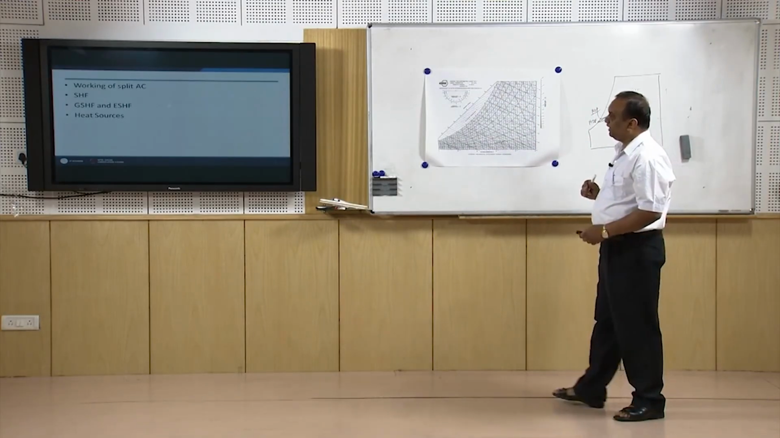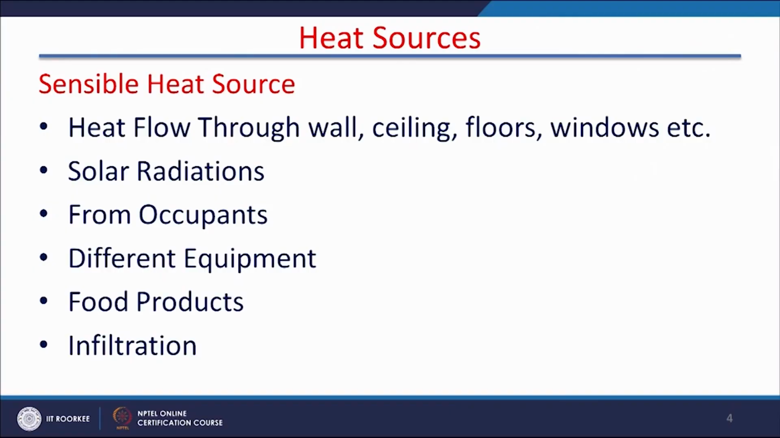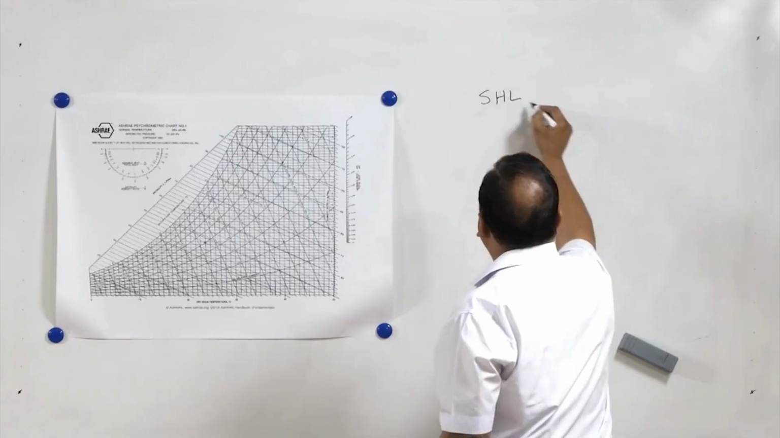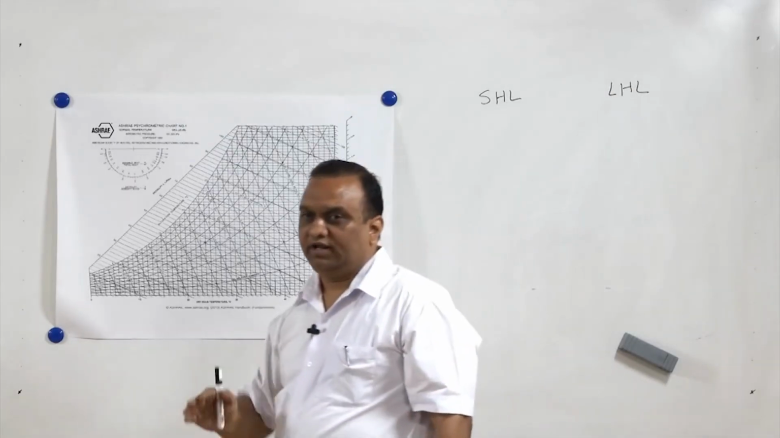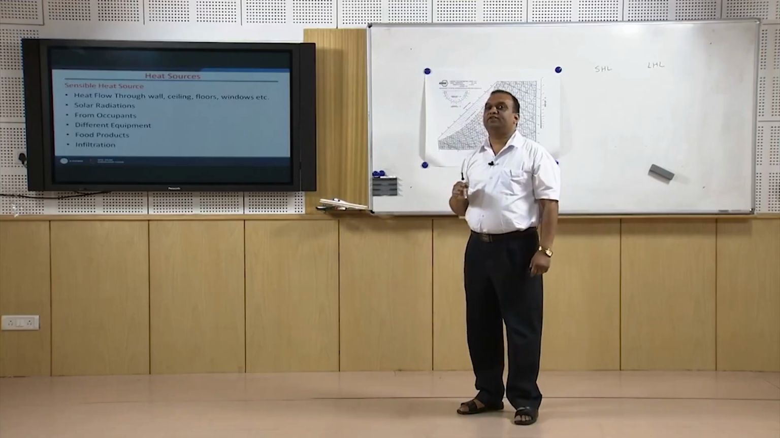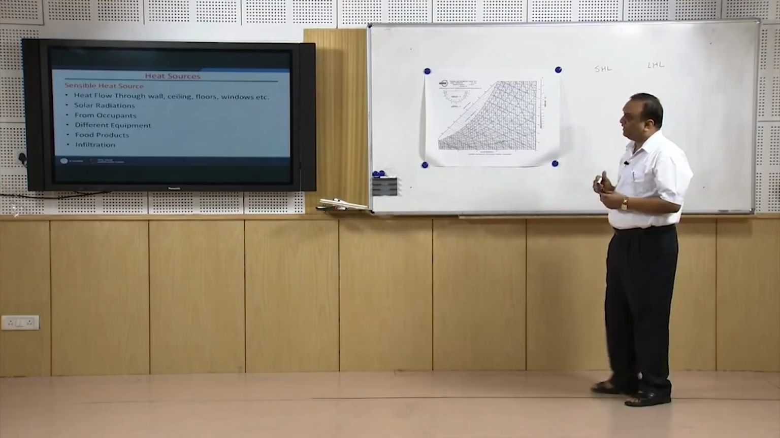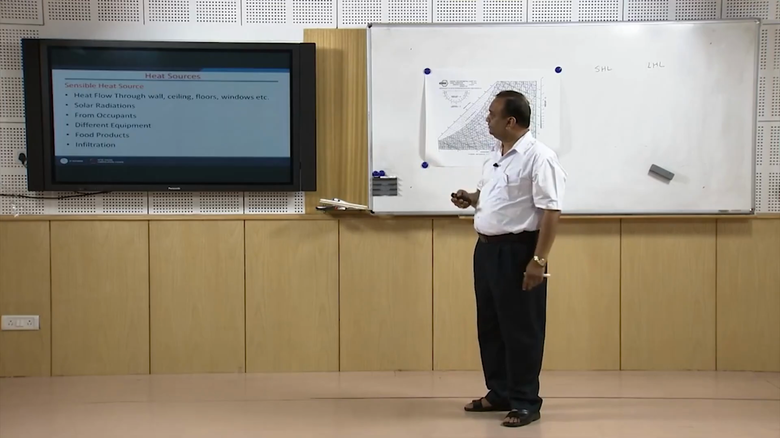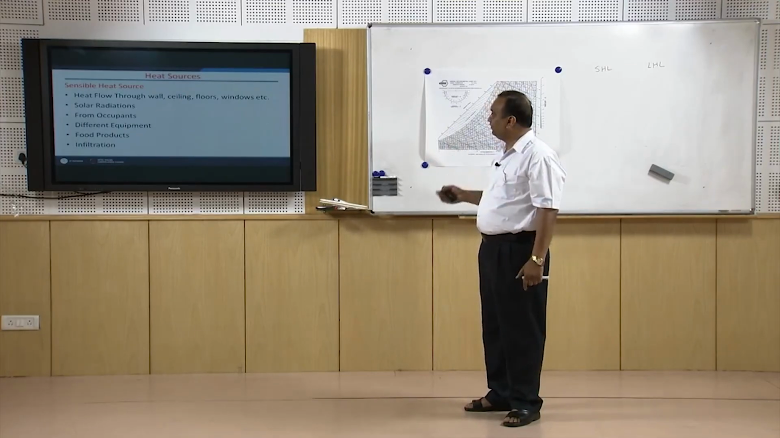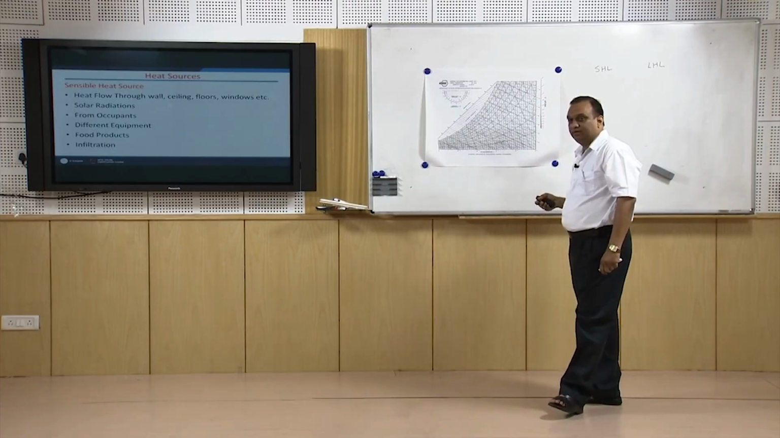Now, heat sources in a building can be divided into two parts: sensible heat load and latent heat load. Sensible heat load in the building is that load where, when there is energy addition, there is a temperature rise. There are many sources of sensible heat load: heat flow through the walls, the ceiling, the floors and windows, and through windows and doors there is infiltration also, and infiltration also brings sensible heat to the room.